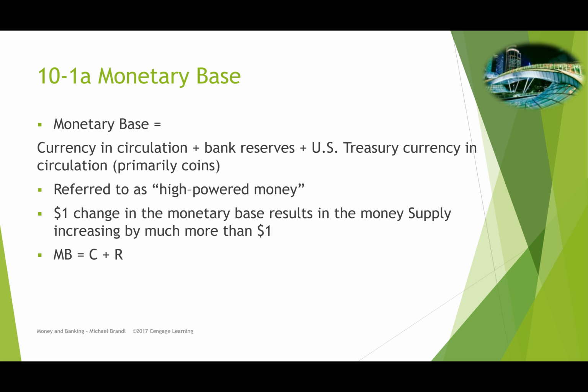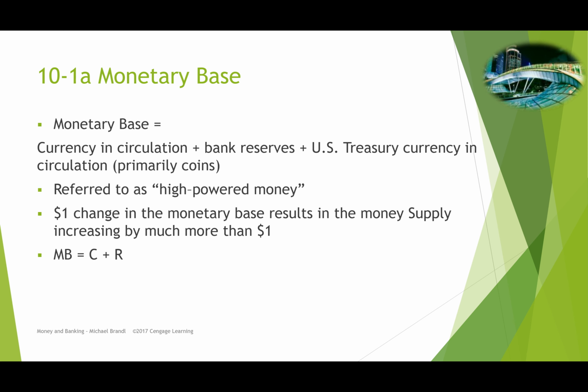So first of all, we start off by thinking about what is known as the monetary base. Now, the monetary base is incidentally sometimes called M0 or high-powered money. And monetary base consists of currency in circulation plus the bank reserves plus the US Treasury currency in circulation. So this is coins, of course, in the case of the US. In other words, essentially currency plus reserves. So some people write this as MB equals C plus R.